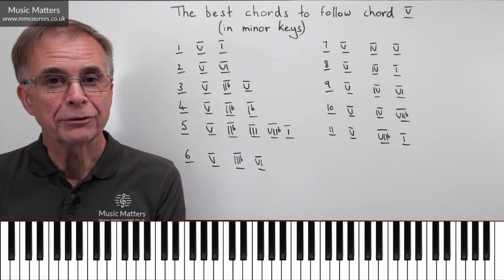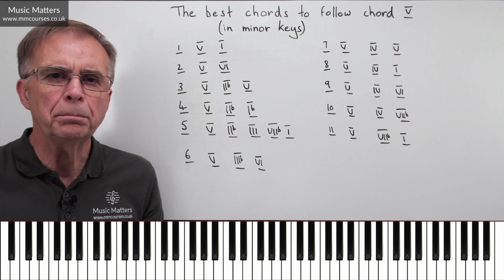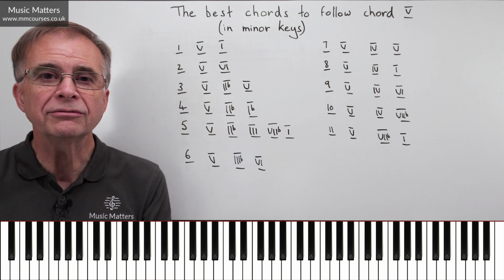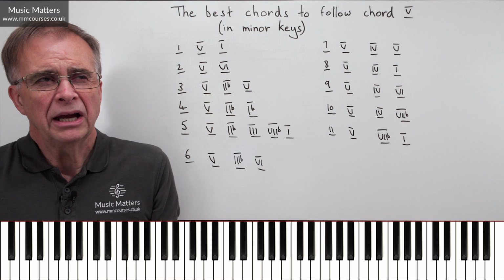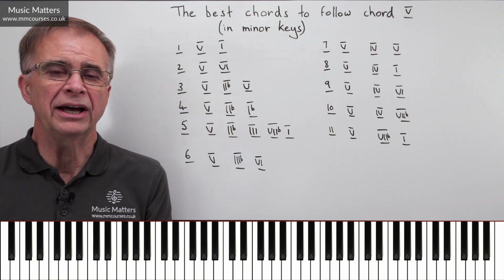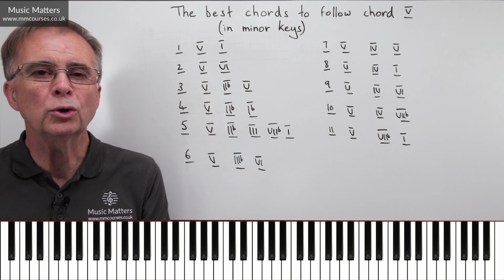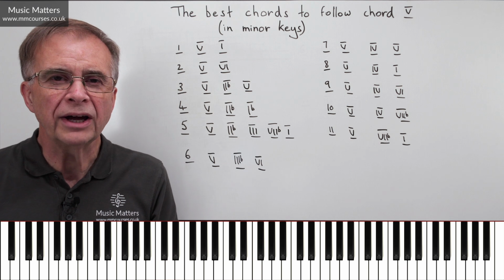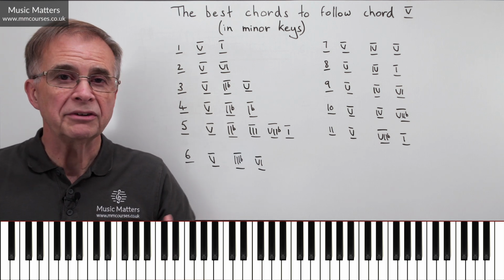Hi, I'm Gareth Green, and in this video we're going to be thinking about which are the best chords to use following chord 5 when you're in a minor key. Now that might seem a pretty obvious thing. Chord 5, after all, is the second most important chord in the chord hierarchy. After the tonic chord, the dominant chord, chord 5, is the one that is going to appear more than anything else. And it's a very strong chord.